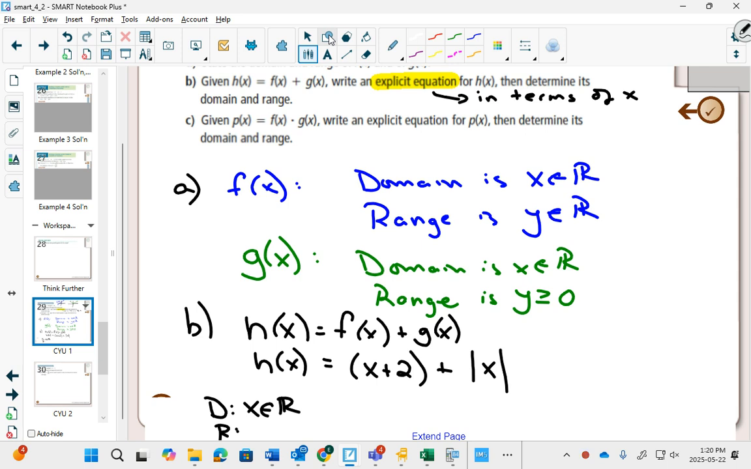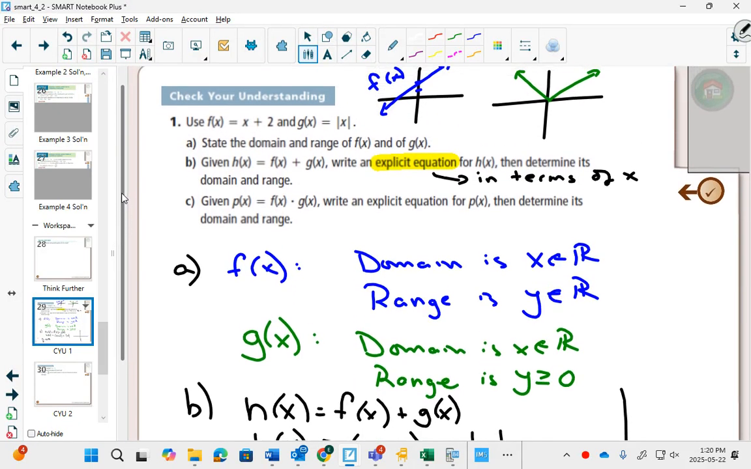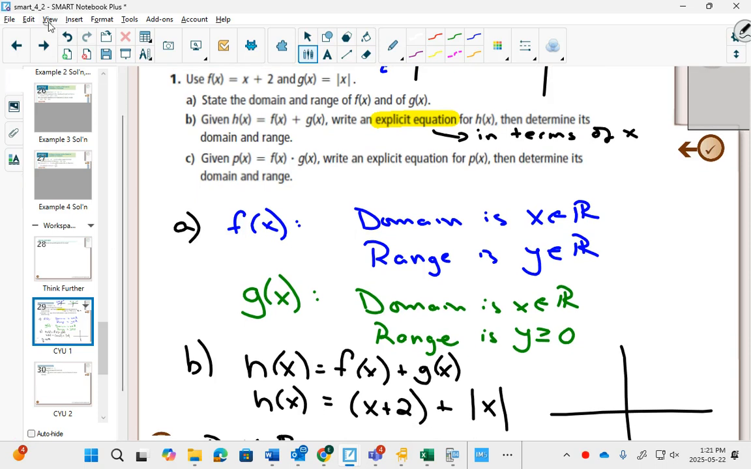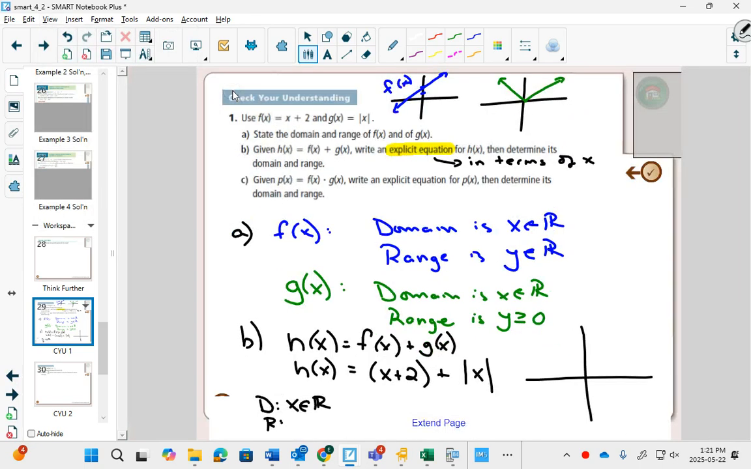So one thing we can do is we could go back to our graphs and say, well, what would happen if I added my graphs together? So I look at my equations, and I look at my graphs. I almost need to make it so I can see everything. There we go. We'll just do a few points and see if we can see a pattern. I'll draw my h of x graph in purple.